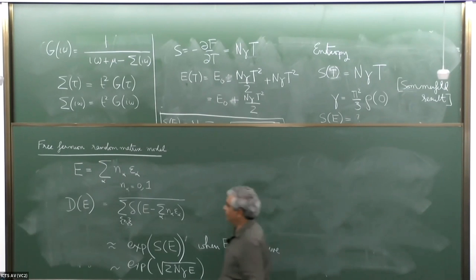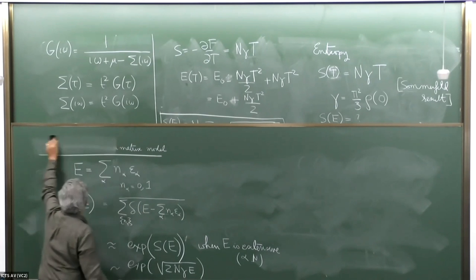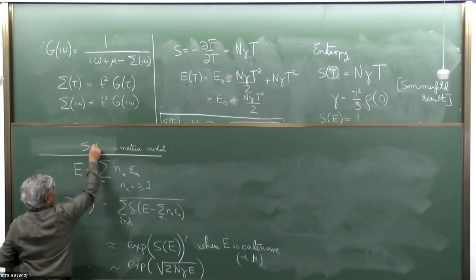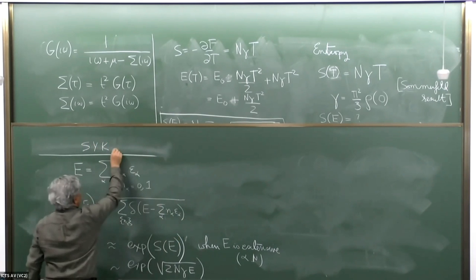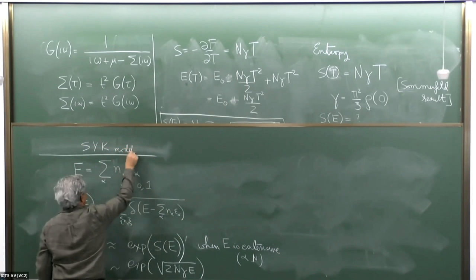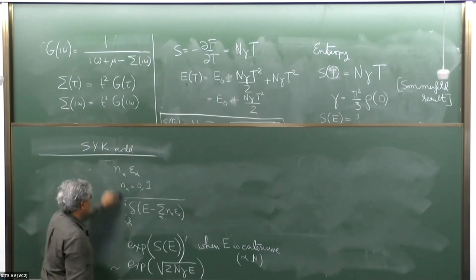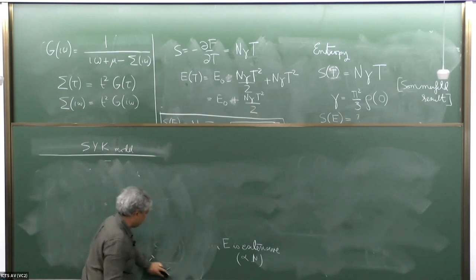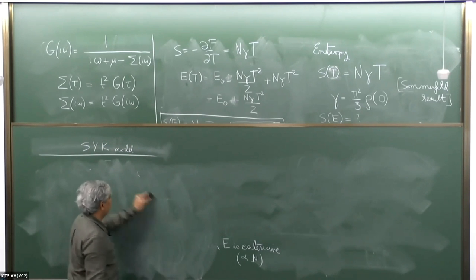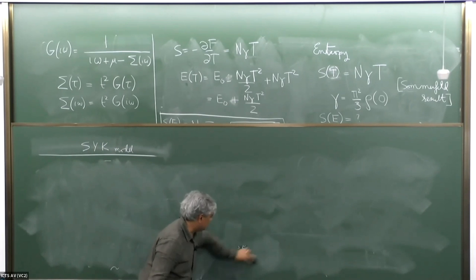All right, so now we're going to go to not the free fermion random matrix model, but the SYK model. Not a matrix. Well, I mean, it's a huge matrix, but we don't want to deal with matrices that huge. It's really better thought of as a many-body system with these two-body interactions.